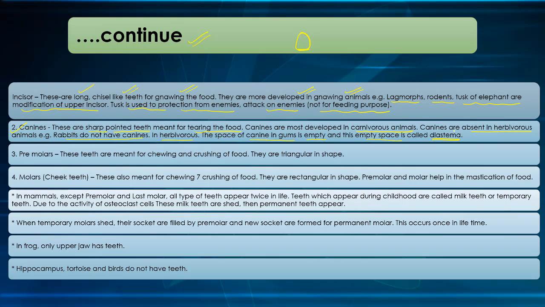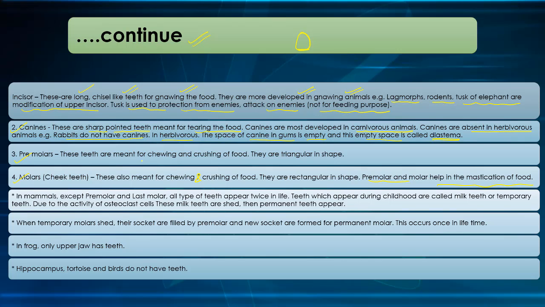Molars, also known as cheek teeth, are meant for chewing and crushing of food. They are rectangular in shape. Premolars are triangular in shape. Premolars and molars help in the mastication of food.